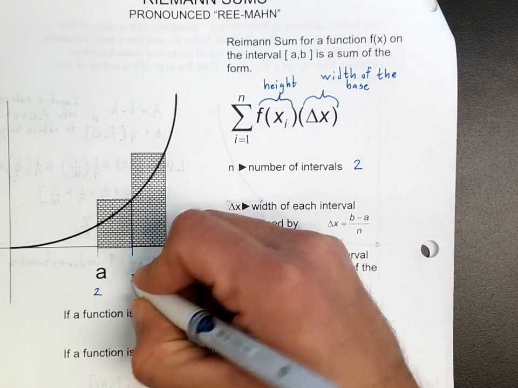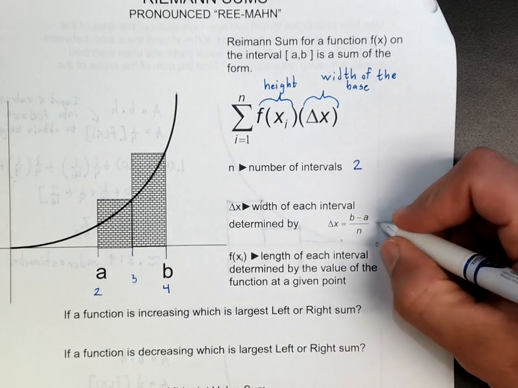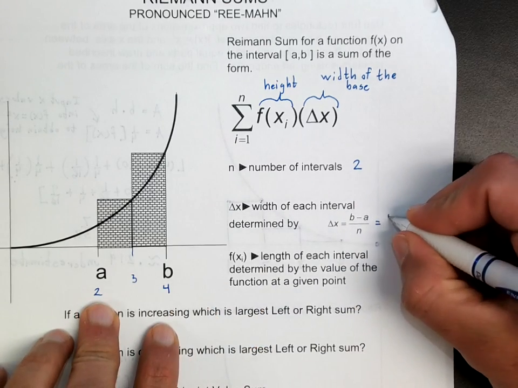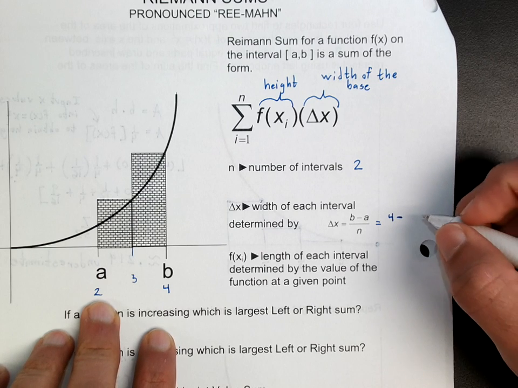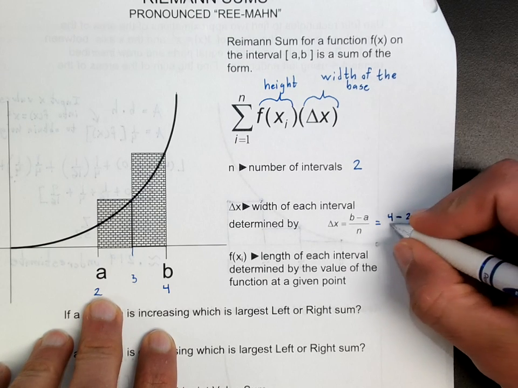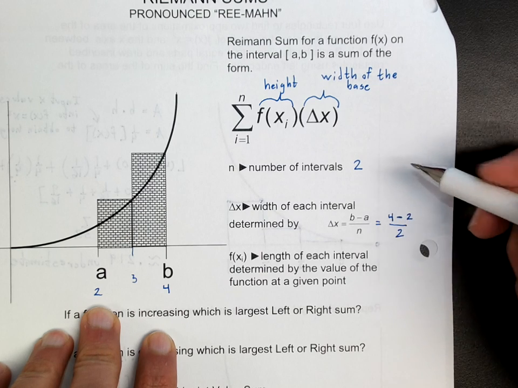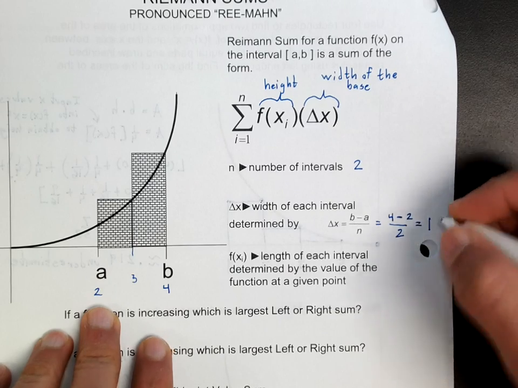But let's say that you don't know that, because we don't want to draw the graph if we don't have to. So what we're going to do here is take b, which in this case I called 4, minus a, which in this case is 2, and divide that by 2, which is the number of intervals, and that's going to give you 1.